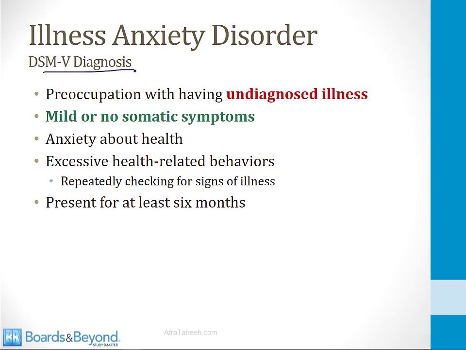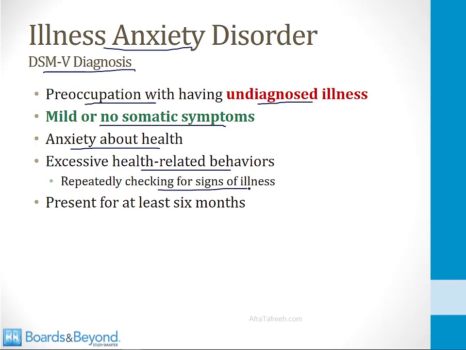Another DSM-5 diagnosis is illness anxiety disorder. This is a little bit different. This is where a patient has a preoccupation with having an undiagnosed illness, but they may have mild or no somatic symptoms. So this is the type of patient who is always worried that they have a cancer inside of them or that they're going to have a heart attack, but in fact, all the workup has shown that they are fine and otherwise healthy. They have lots of anxiety about their health, and they engage in excessive health-related behaviors. For example, they might be repeatedly checking themselves for signs of illness, like constantly measuring their pulse or blood pressure.